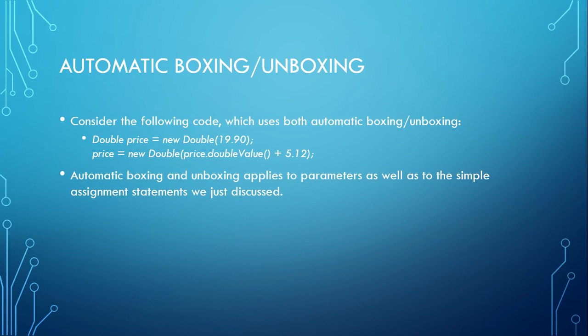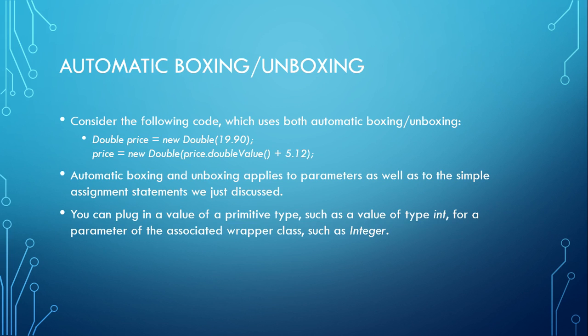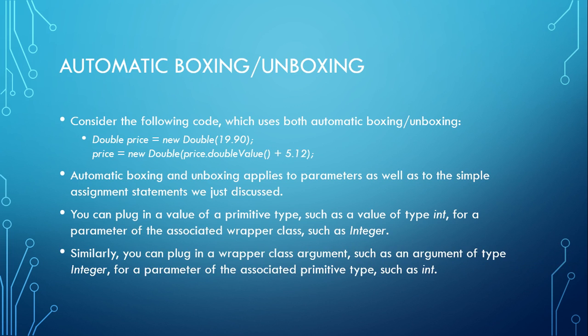Automatic boxing and unboxing applies to parameters as well as the simple assignment statements that we just discussed. You can plug in the value of a primitive type, such as a value of type int, for a parameter of the associated wrapper class, such as Integer. Similarly, we can also plug in a wrapper class argument, such as an argument of type Integer, for a parameter of the associated primitive type, such as int.